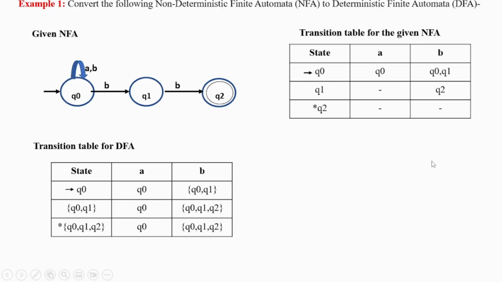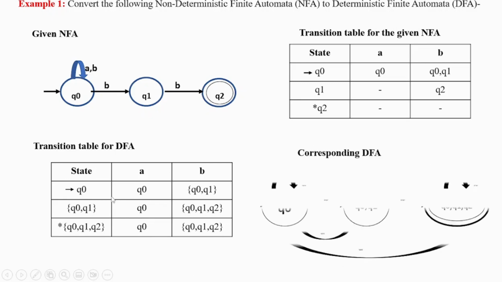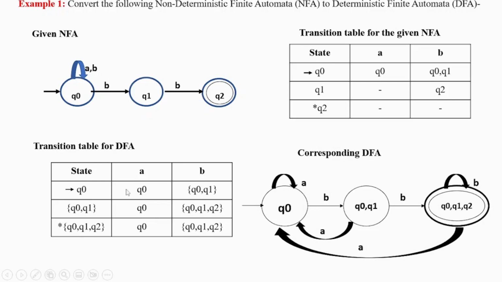Now draw the DFA from this table. We have three states. Q0 is one state, then Q0, Q1 as another state, then Q0, Q1, Q2, which is the final state. Then draw the transitions from this table: from all the three states, on seeing A, it goes to Q0.